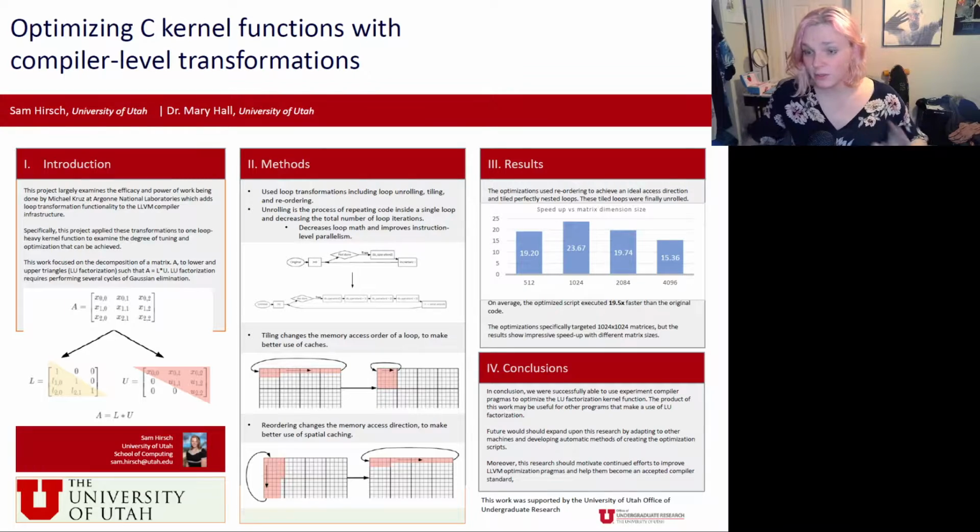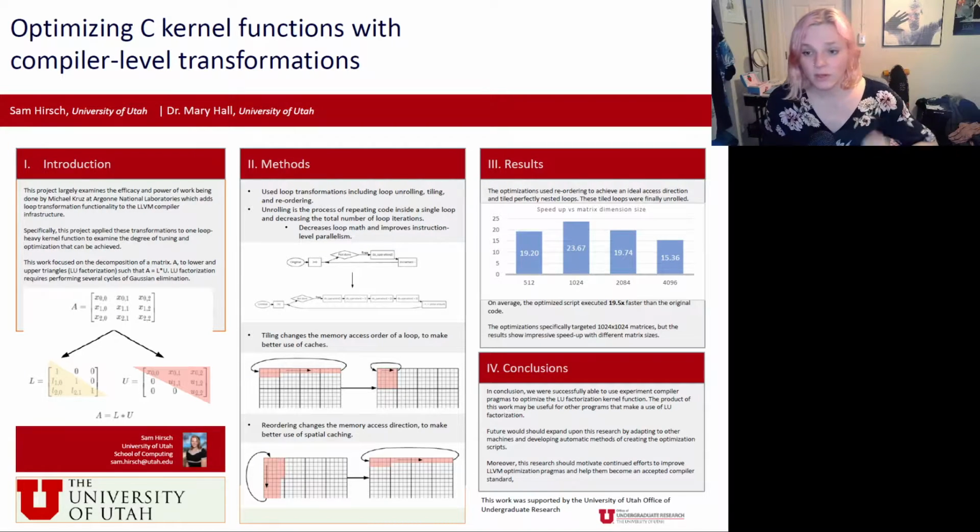So I'm here today to talk about the research that I engaged in over the last semester, which was optimizing C kernel functions with compiler-level transformations. The goal of this project was primarily to examine the power and the efficacy of these experimental LLVM compiler infrastructure optimization pragmas. These are essentially little instructions that we can give the compiler to have it automatically apply some loop optimizations. So specifically, this work focused on the LU decomposition of a matrix.